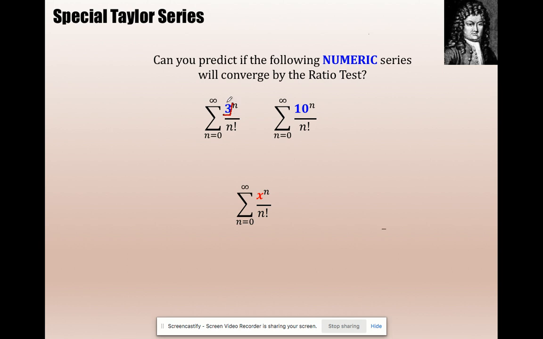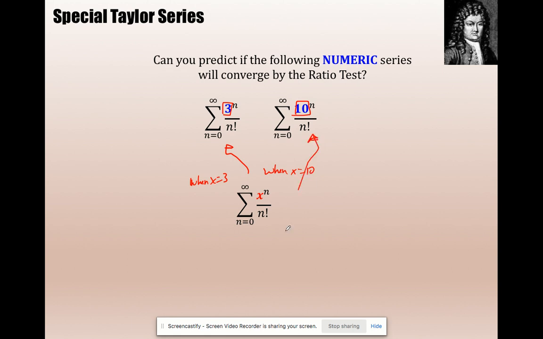Instead of asking you to predict, though, what if I just said, I'm not going to tell you what that number is. I'm going to hide the number from you, right? I'm going to say it's just x to the n over n factorial. Kind of sneaky, right? Well, what if x was 3? If I give you this series and I say, but when x is equal to 3, what does the series look like? Well, it looks like that. What about when x is equal to 10? What does the series look like? Well, it looks like that.